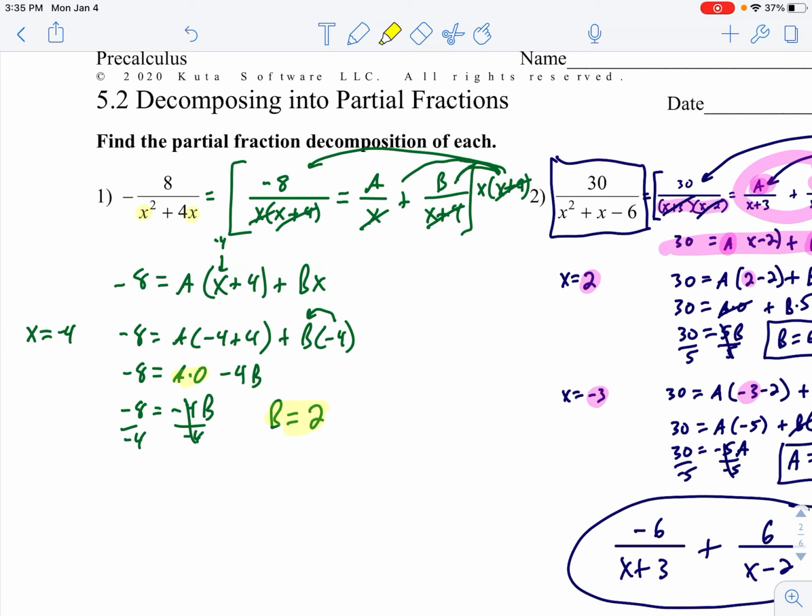Now, what could we plug in to this x to make it equal 0? Well, that would be 0. Just like here, we decided what could we plug in to equal 0. Negative 4 plus 4 is 0. So x equals 0 is what makes this term equal 0. We get negative 8 equals a times 0 plus 4 plus b times 0.